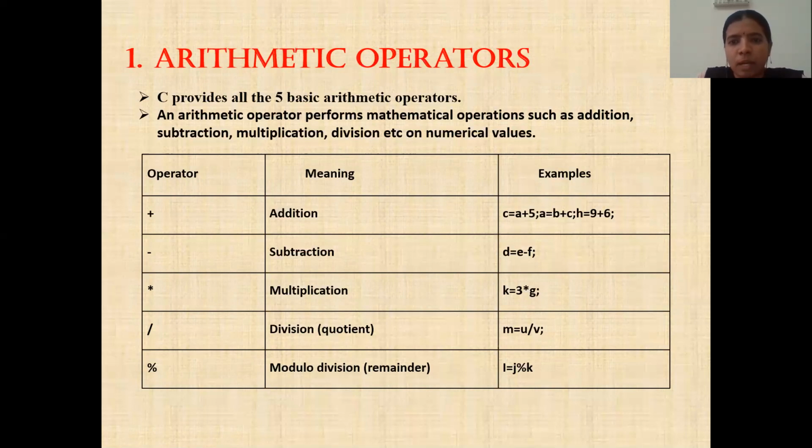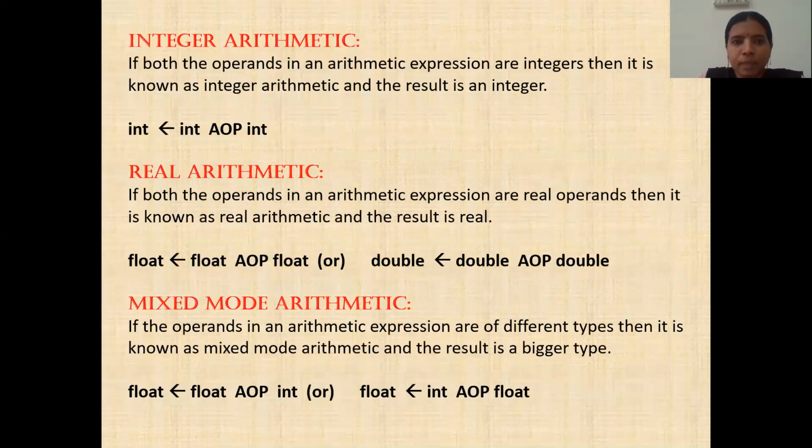These are a few examples. C is equal to A plus 5, D is equal to E minus 5, K is equal to 3 into G, etc. There are 3 classifications in arithmetic operations. Integer arithmetic, which involves integer operands and the result is an integer. Real arithmetic, which involves either float or double operands and the result is float or double. And mixed mode arithmetic, as the name says, which involves one operand of one type and the other operand of another type. But ultimately, the answer is always of the largest operand type.